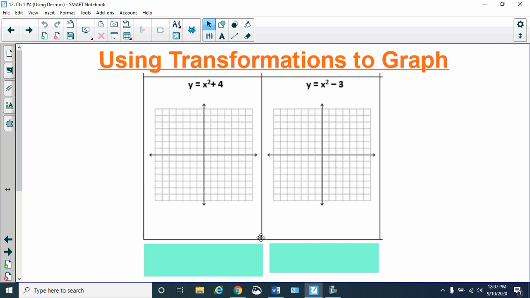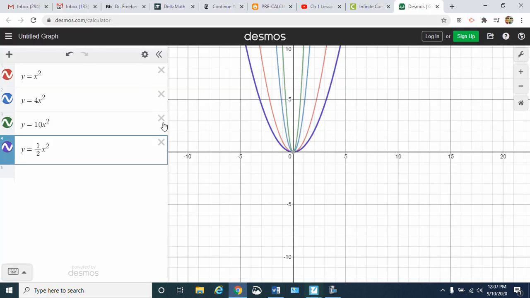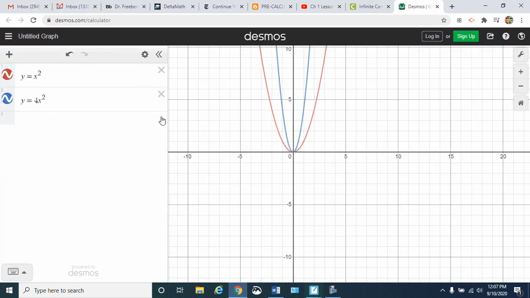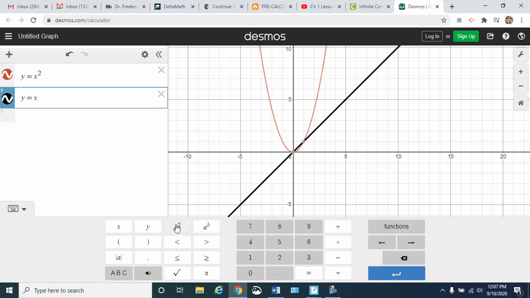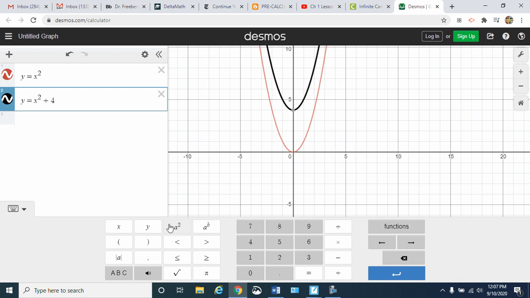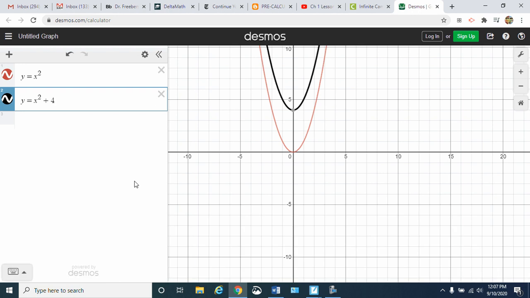We're going to look at y equals x squared plus 4 and y equals x squared minus 3. So let's get rid of all these and go back to just our parent function. Let's see what happens when we do y equals x squared plus 4. There we go. It's the same pattern because we don't have a number in front of the x squared, but that plus 4 just took our vertex and shifted it up.